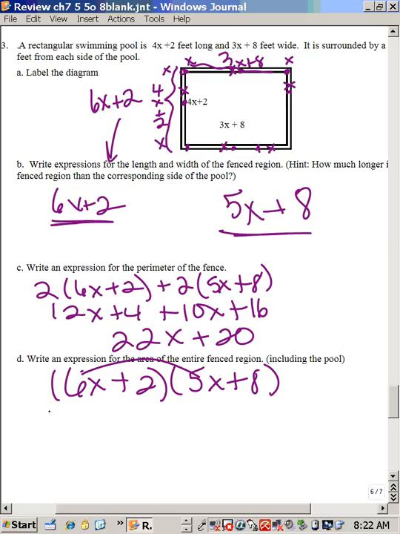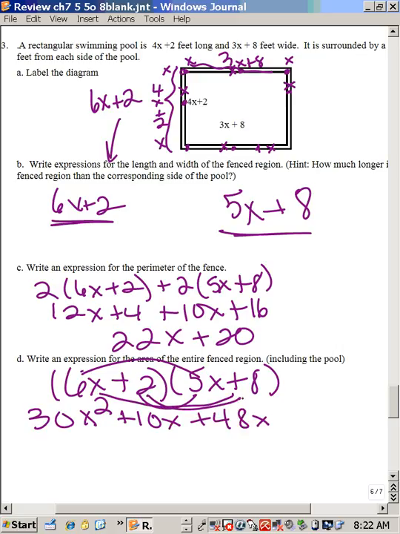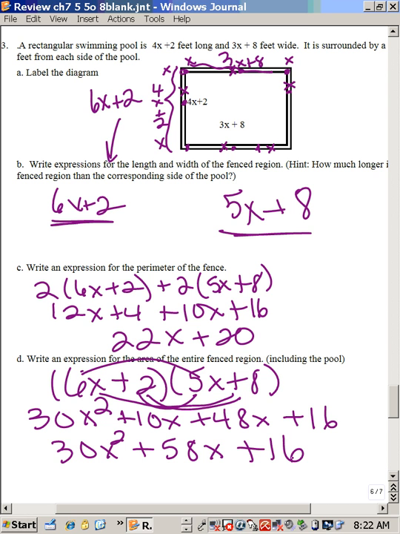6x times 5x gives me 30x squared. 2 times 5x is 10x. 6 times 8 is 48x. And then 2 times 8 is 16. Adding all of those pieces together, I get 30x squared plus 58x plus 16. Okay, it looks like we're done.